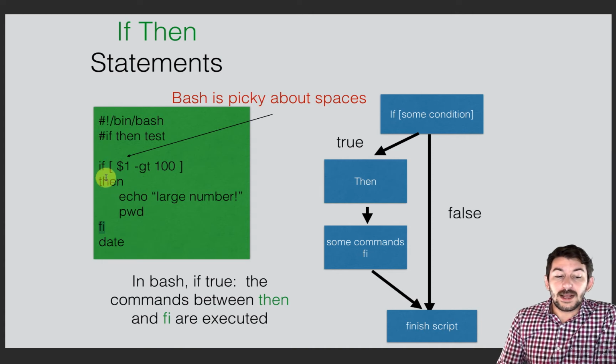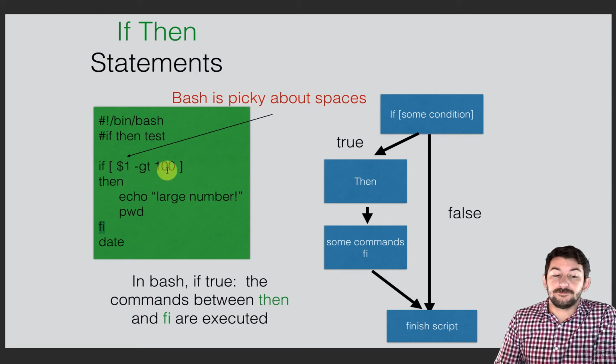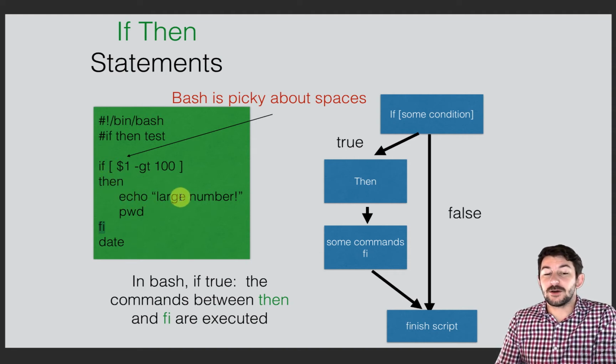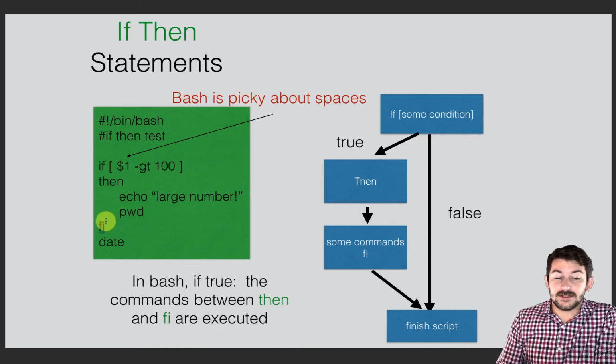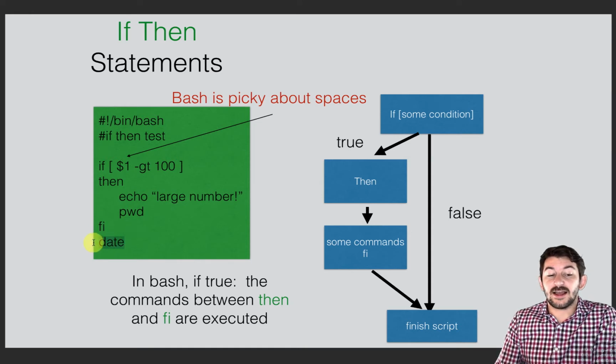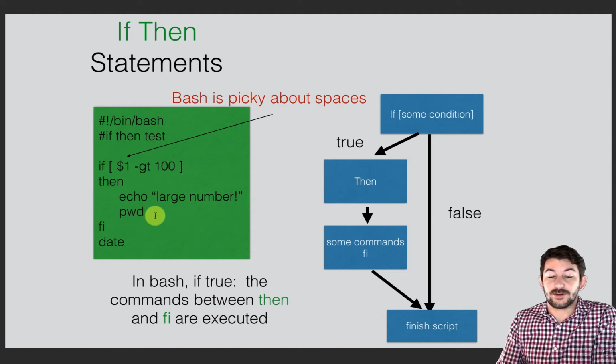So here, what we're asking is if this variable, again, variable 1, which we can input as we execute the script, is -gt greater than 100. So if this variable is greater than 100, it's going to pass as true, which will put it down this then pathway. And it'll echo large number. And then just for fun, print the working directory that you're in. And then it will end, and no matter what your number is, since it's outside the if statement, it will print the date. So if your number is less than 100, you'll just see the date printed. If it's greater than 100, you'll see large number, present working directory, and the date.